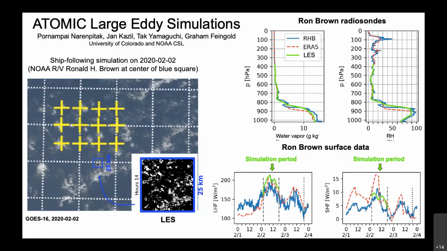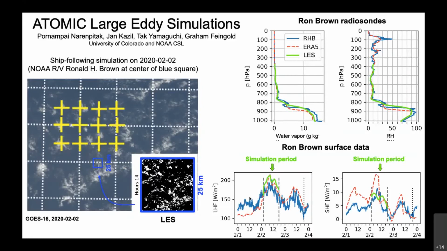I think they did really interesting work. They already did this LES simulation for the Ron Brown track, and showed that the water vapor and relative humidity, up to 400 millibar where this LES model is running, are in relatively good agreement with the Ron Brown measurements. And there are some interesting differences with ERA5, where they try to attribute the deficiency in ERA5 in representing low-level clouds in this case.